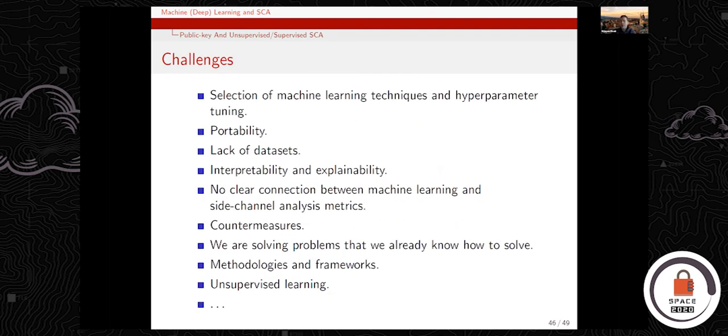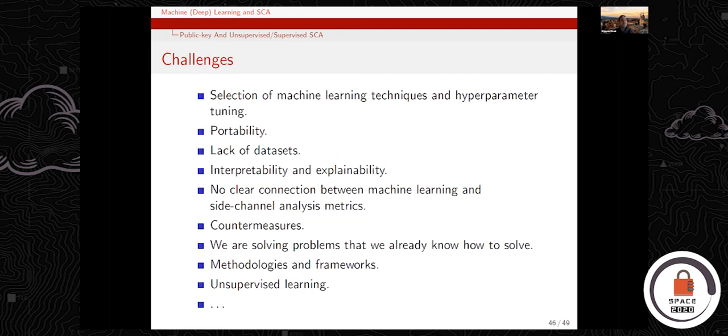So to conclude, let me just tell you some of the challenges and some of the directions that I notice people are doing. So what are the challenges? How to select our machine learning techniques, how to do hyperparameter tuning. Very, very simple question when you look at it naively, but there are so many options that you can do experiments for years and you would not finish.